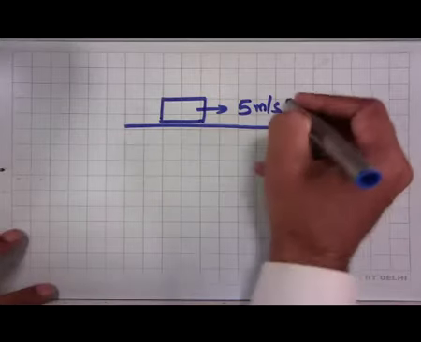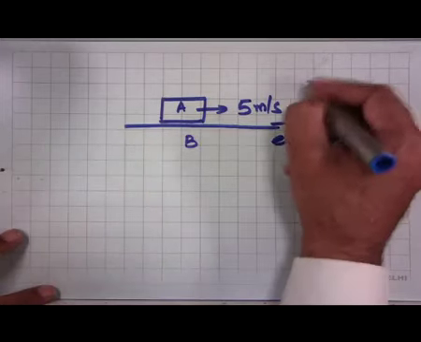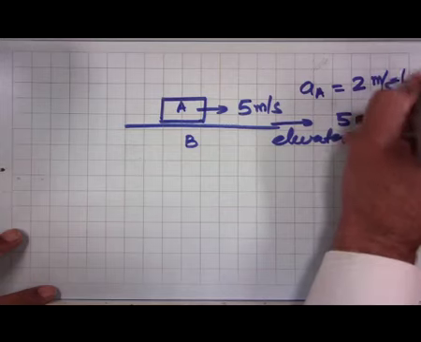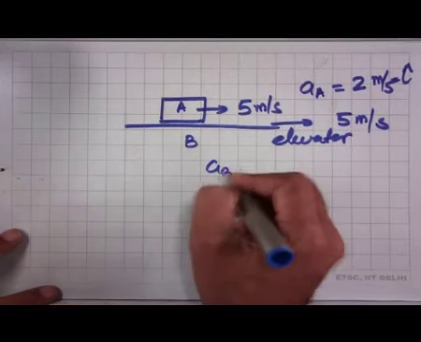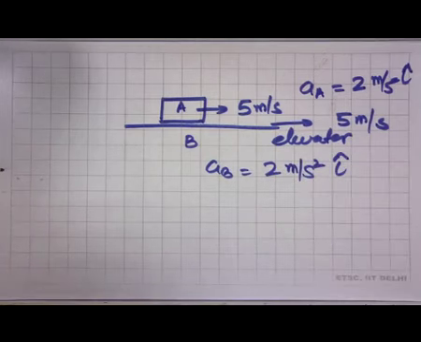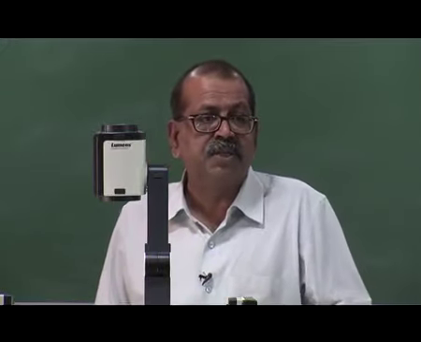And what we find is the acceleration of block, this is A, this is B. Acceleration of A is 2 meters per second square in the I direction, and acceleration of B is also equal to 2 meters per second square in the I direction. Now, here we want to analyze, is this a case of slip, no slip, or impending slip?